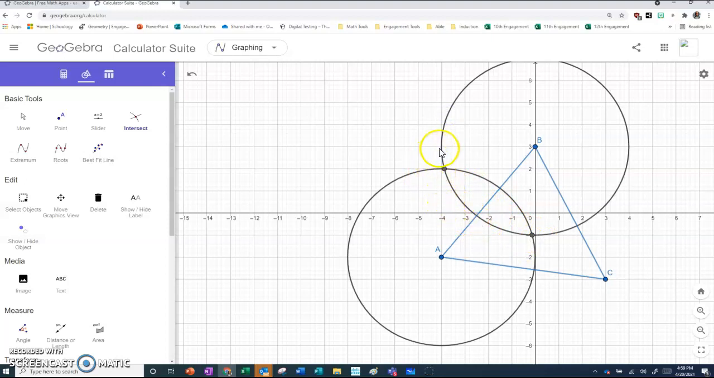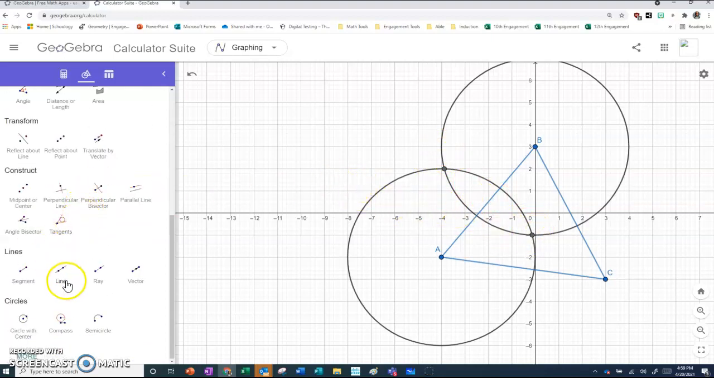Third, draw a line through the intersections to make the perpendicular bisector. So using the line tool, select the two intersection points to make the perpendicular bisector.